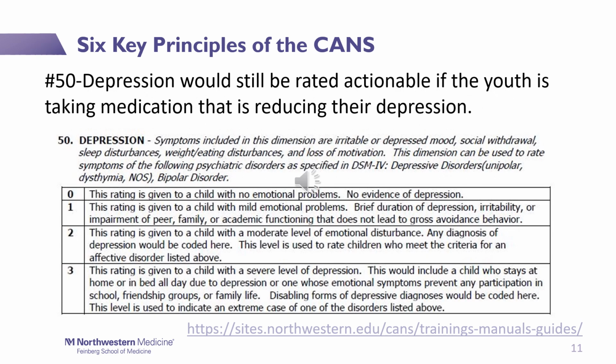Item number 50, depression, is an example of this. It would still be rated actionable if a youth is taking medication that is reducing the depression. In this case, we see that depression has decreased due to medication. This item should be scored actionable because once the medication is stopped, the depression will resume. This is true also for attention deficit, anxiety, psychosis, recreation, school behavior, etc.